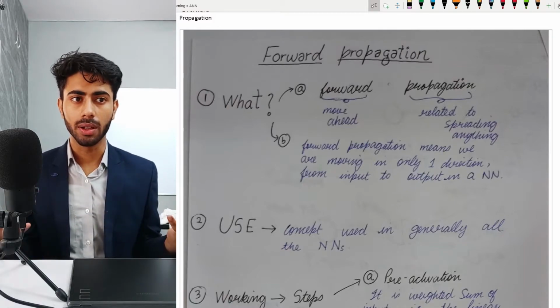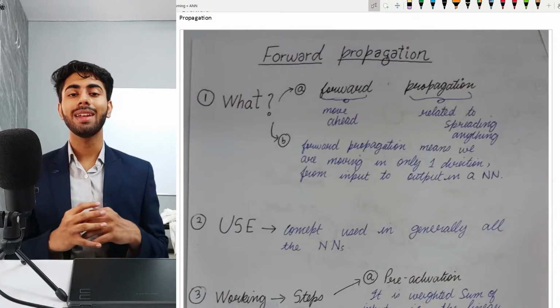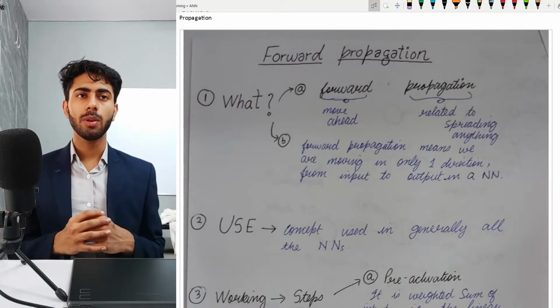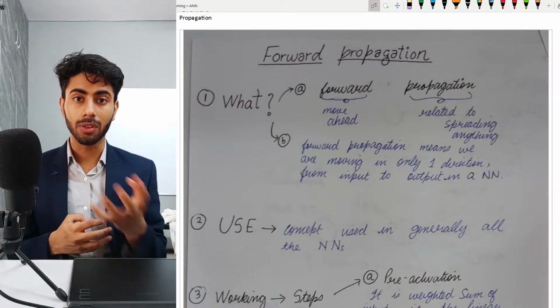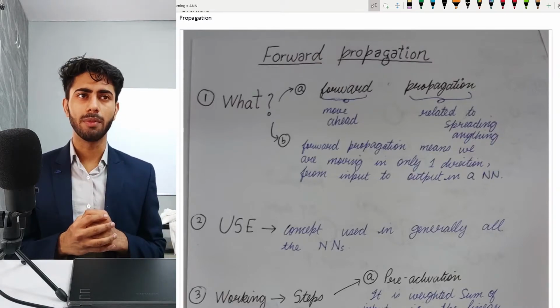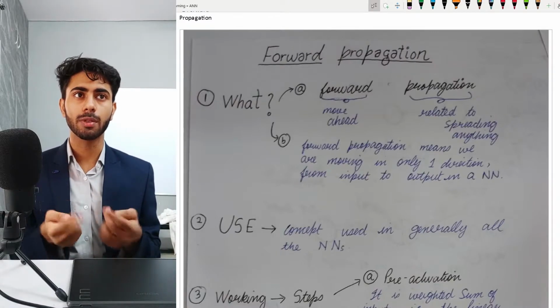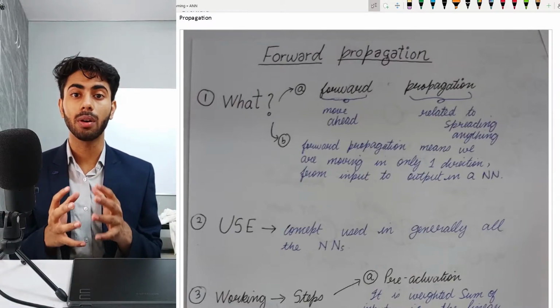And where do we use it? We generally use the concept of forward propagation in almost every neural network. Every neural network that you will encounter in the future will be using forward propagation. Whether you learn a complex neural network or start with a simple one, forward propagation is a step that is involved everywhere.